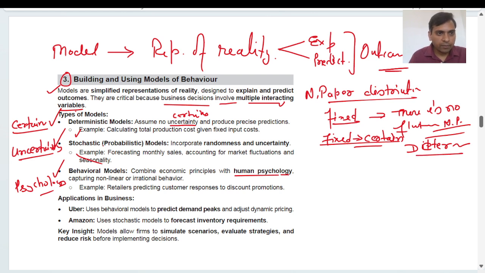Now, second thing is stochastic and probability. So for each activity, there are three scenarios. First scenario is most likely. And first is optimistic.